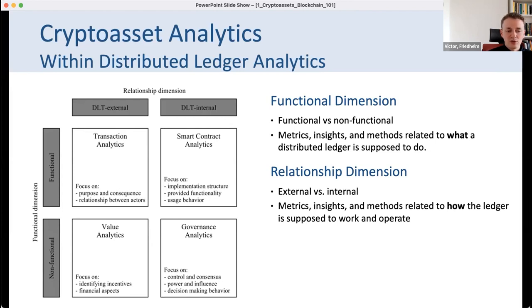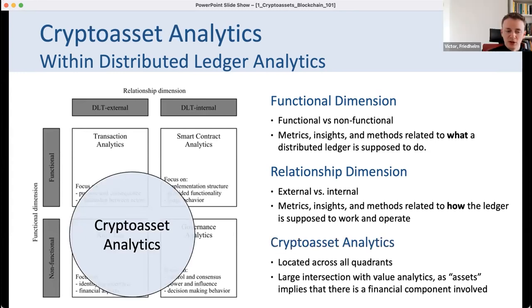And if we want to position crypto asset analytics in this, then we could put it, if you click, Bernhard, we could put it at the bottom left there, because the main intersections, I would say, are with the analysis of value related to assets, because assets typically have value. But they also can have intersections with these other components, because sometimes governance processes have value components to them. For example, if you think about bribing, that is a phenomenon that has recently appeared. But I'll leave it at this, let's continue.